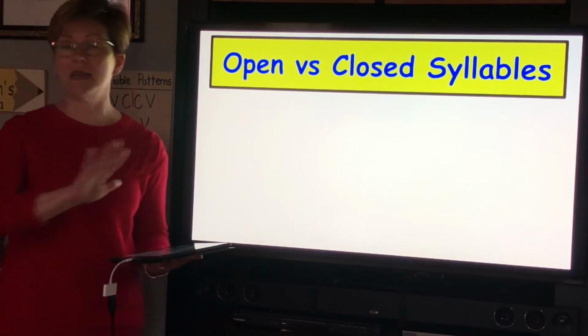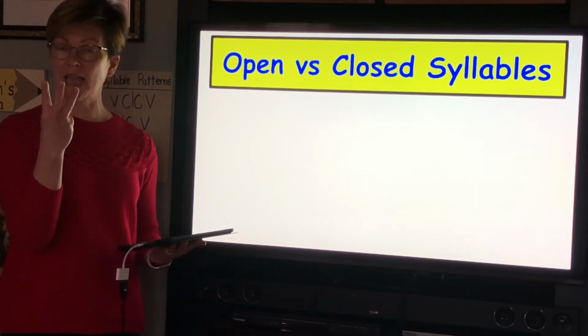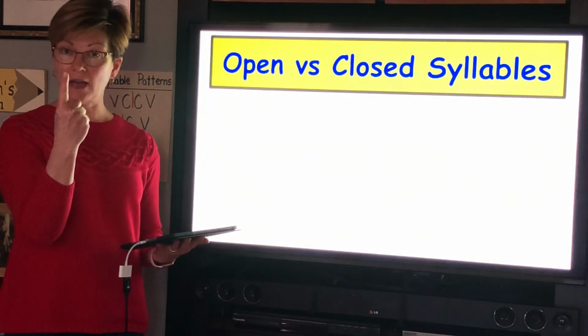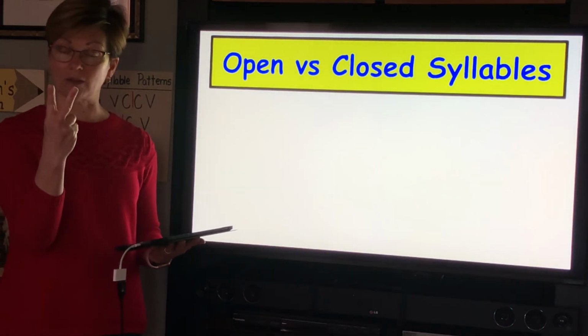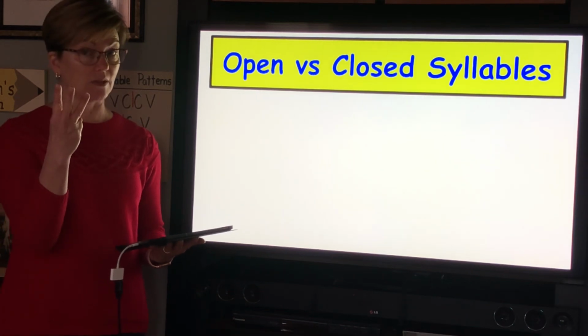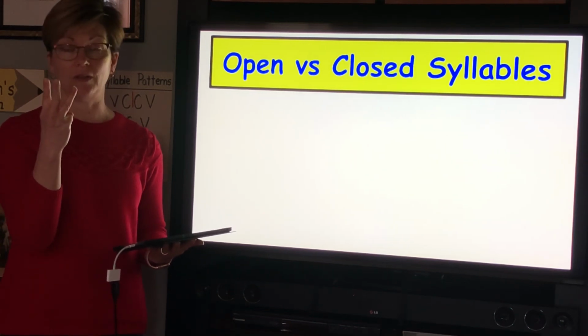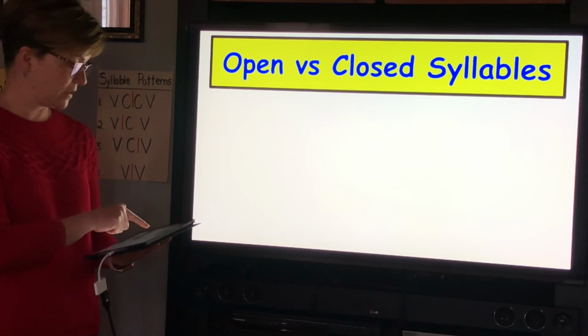Now, let's talk about a very important rule today. A syllable will never have more than 3 sounds in it. It can have 1 sound, it can have 2 sounds, and it can have 3 sounds, but never more than 3 sounds. Let's take a look at what this looks like.